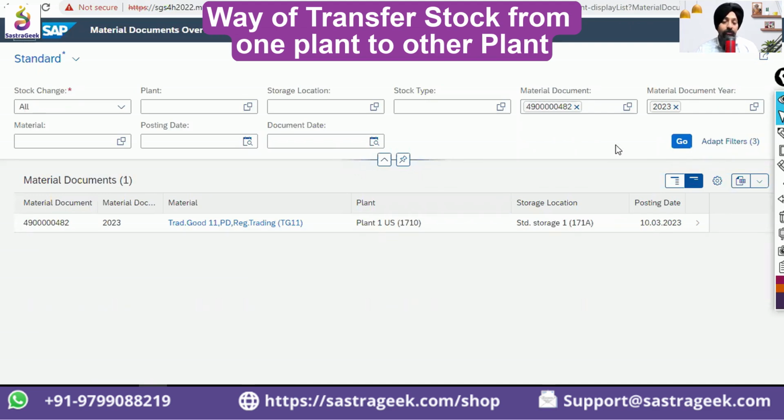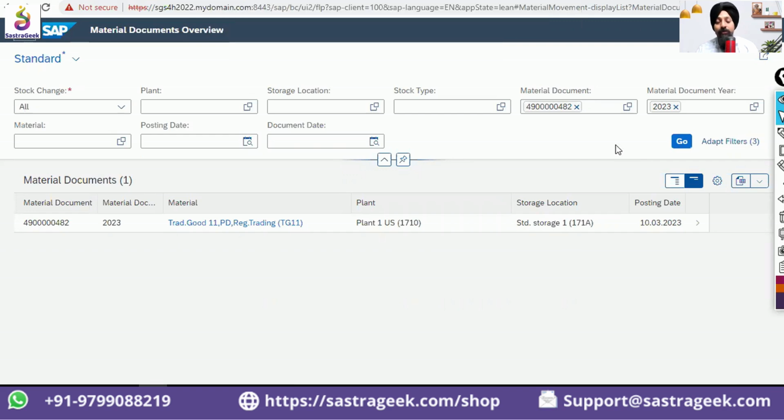If the plants are just near, you have two different sheds. Those two different sheds have been created as two different plants. The material can move with forklifts. You can also have very small materials, which you can manually give to someone and he can take them to another plant. That way it can go.